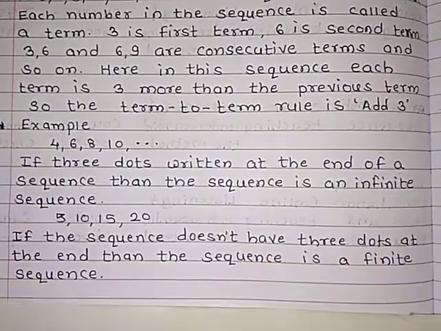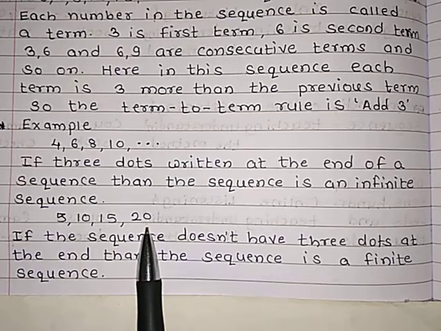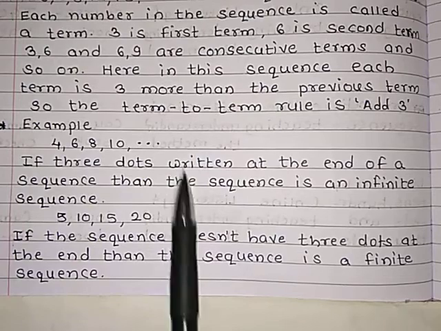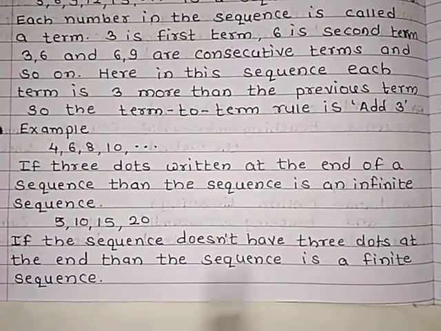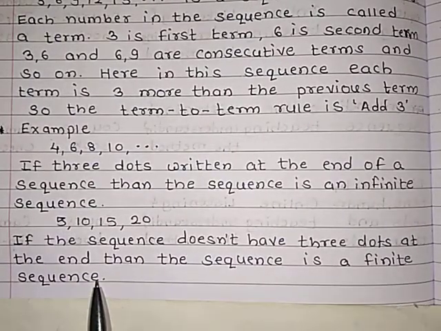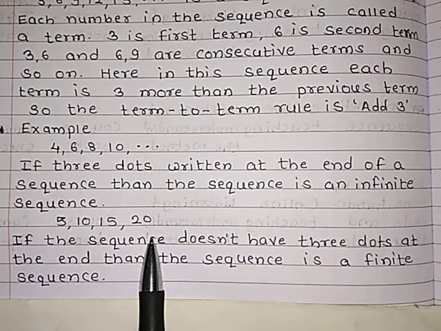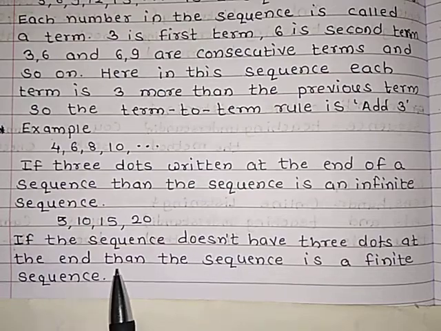Now see the next example: 5, 10, 15, 20. Here we don't have these dots. If the sequence doesn't have 3 dots at the end, then the sequence is a finite sequence. Finite means we can stop here by writing the numbers. The sequence will end here. Such types of sequences are called finite sequences.